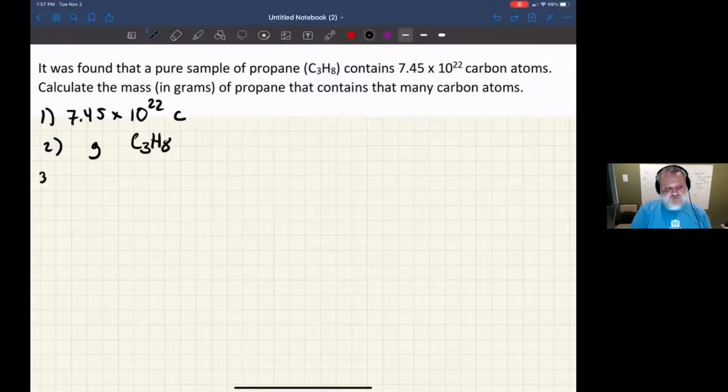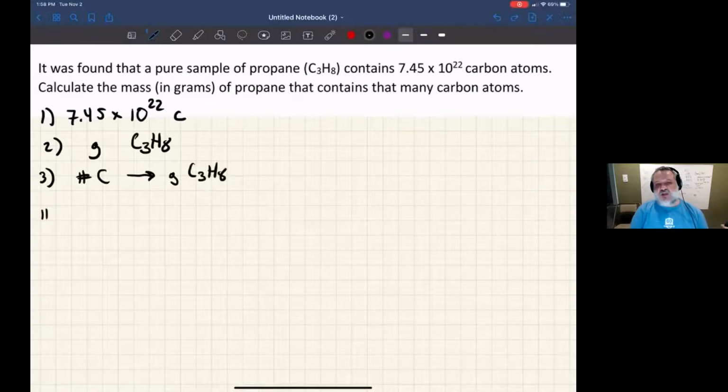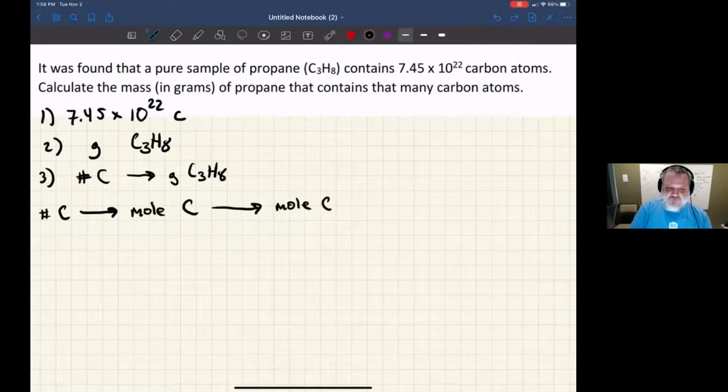Now that I've got that, what's the basic plan? The basic plan is to go from the units in 1 to the units in 2. So that's number of carbon atoms to the mass of C3H8. Now there isn't a direct path, so I have to figure out something step by step. Starting with the number of carbon atoms, I can use Avogadro's relationship to figure out the moles of carbon. Then once I have the moles of carbon, I can use the formula to figure out the moles of C3H8, and then I can use the molar mass to get the grams of C3H8.